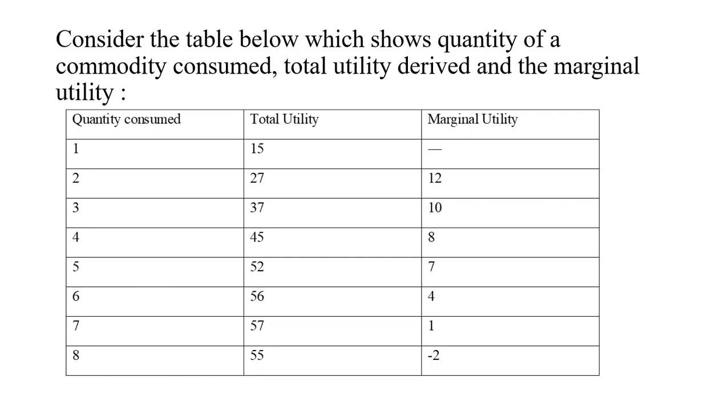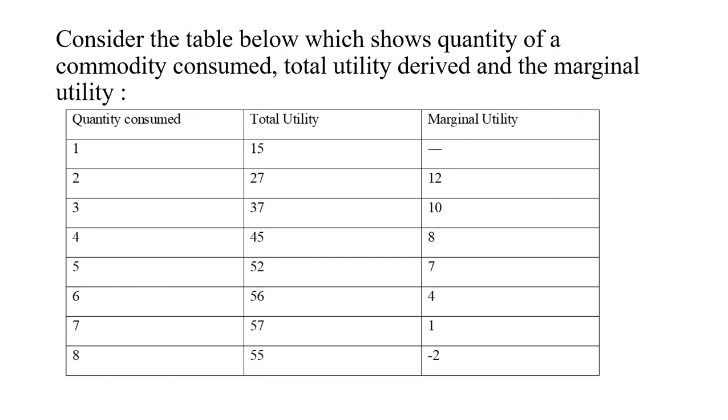When he increases his consumption from 1 to 2, the total utility he gets is 27. When he consumes 1, he gets 15. When he consumes 2, he gets 27. This should tell us that the additional consumption gives the consumer a utility of 12, and that is what we are calling the marginal utility. So as you move the consumption from 1 to 2, you increase your total utility from 15 to 27, and the additional satisfaction you get from the second unit consumed is 12, and that is the marginal utility.